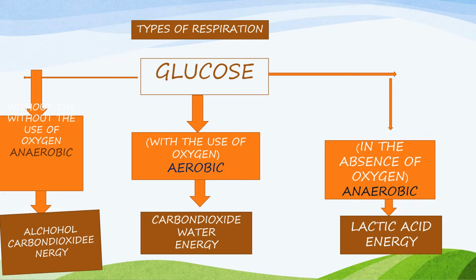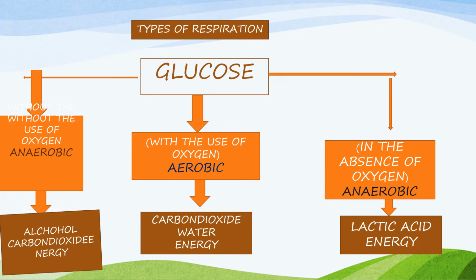Now just see that flowchart. What are the products of aerobic respiration? Carbon dioxide, water and energy are the products of aerobic respiration. Glucose is converted into energy, carbon dioxide and water with the use of oxygen. This is what aerobic respiration is.